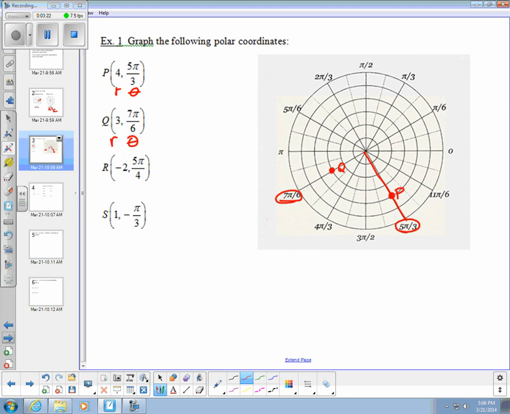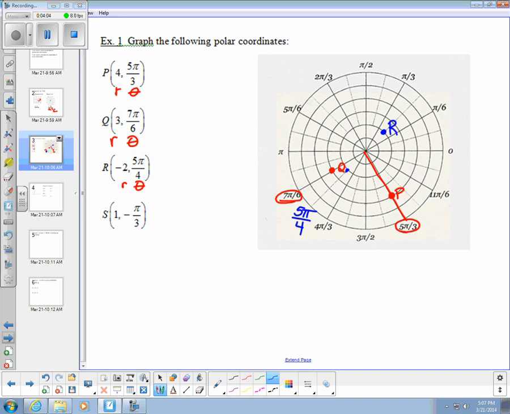Now for point R, there's a little bit of a difference here because this time my radius is negative, and that's going to change one thing. But my theta is 5 pi over 4. So 5 pi over 4 is in the third quadrant. It's not actually marked on this one, but it's the spoke that's between 7 pi over 6 and 4 pi over 3. But if my radius is negative, I actually don't want to count out 2 this way. I don't want to put my point here. I need to go backwards. So I'm going to go to the spoke that goes the other direction, and I'm going to count the radius of 2. So this is actually where point R would be located.